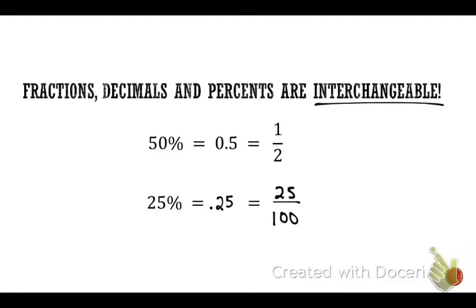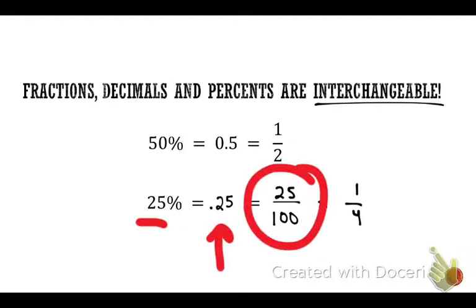Now, can 25 hundredths be reduced? Yeah, what number can go into a 25 that can also go into a 100, class? A 25. So what would 25 hundredths also be? 1/4. 1/4 is correct. Okay, so what I want you to understand today is 25% is the same thing as 0.25, which is the same thing as 25 out of 100.